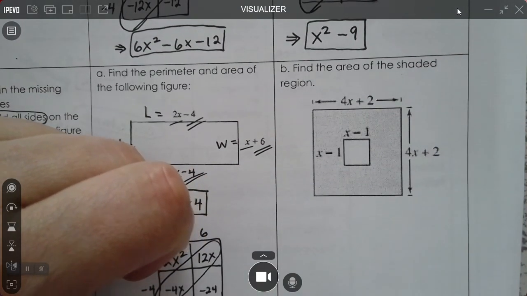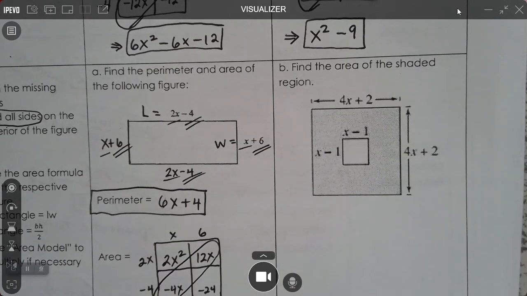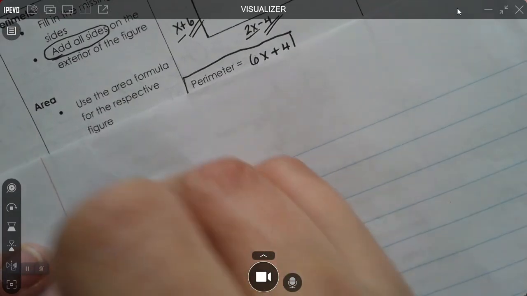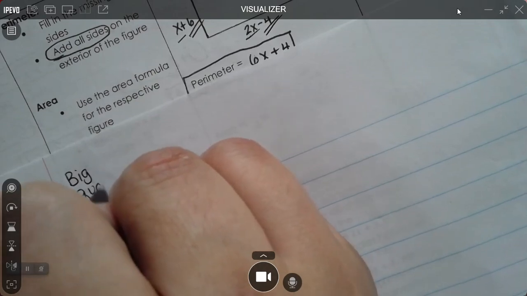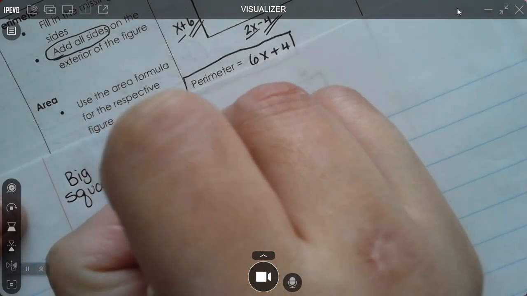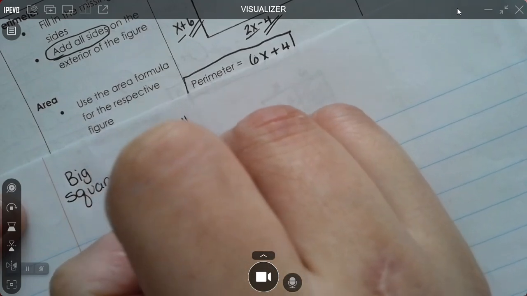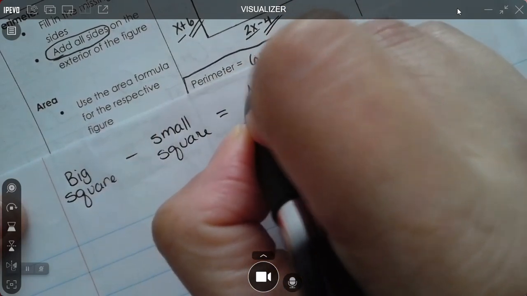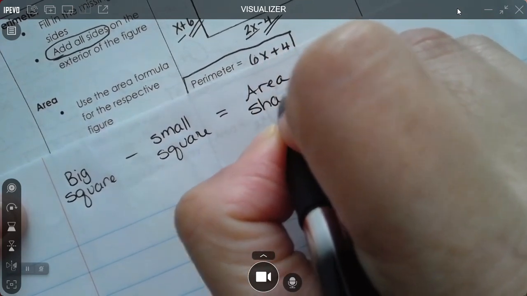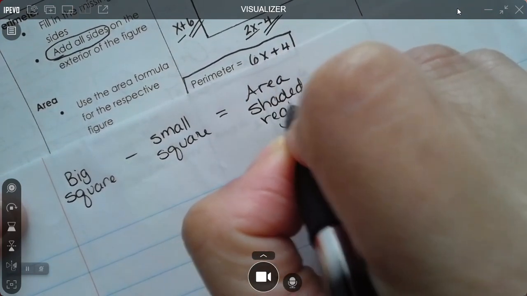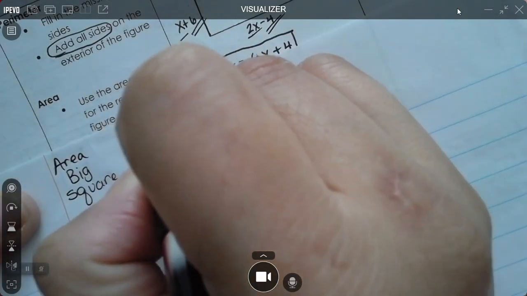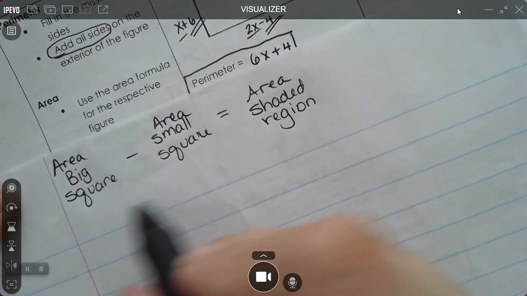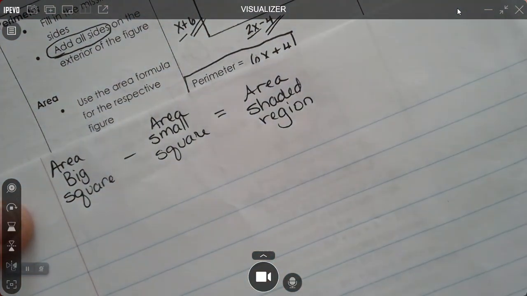Got it? You're gonna need paper for this. And this time I'm not losing my paper, so here we go. All right, so here's the concept. It's gonna be the big square minus the small inside square. And that's gonna give us the area of the shaded region. Oh, I'm sorry, area of the big square, area of the small square. And when we subtract out the small square, we'll get the area of the shaded region only.